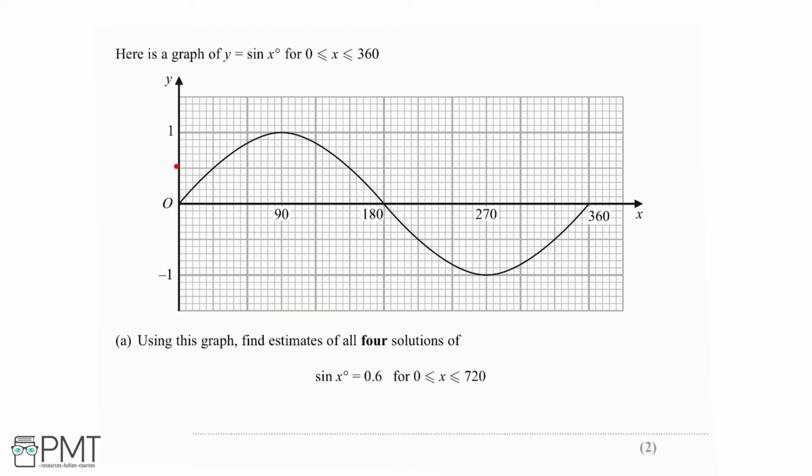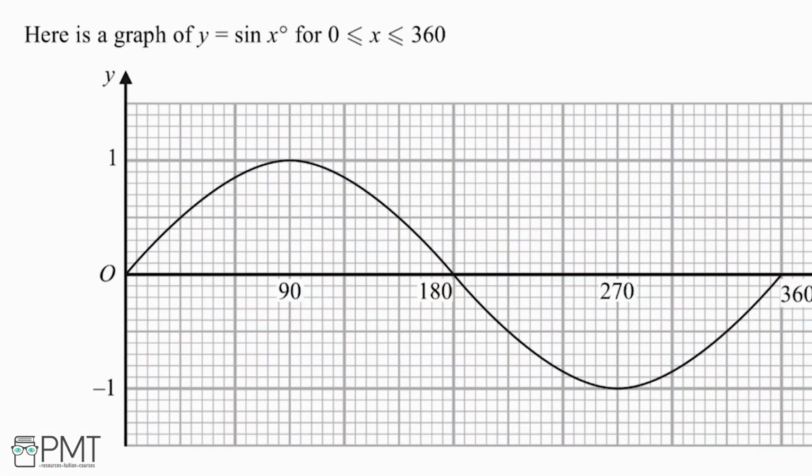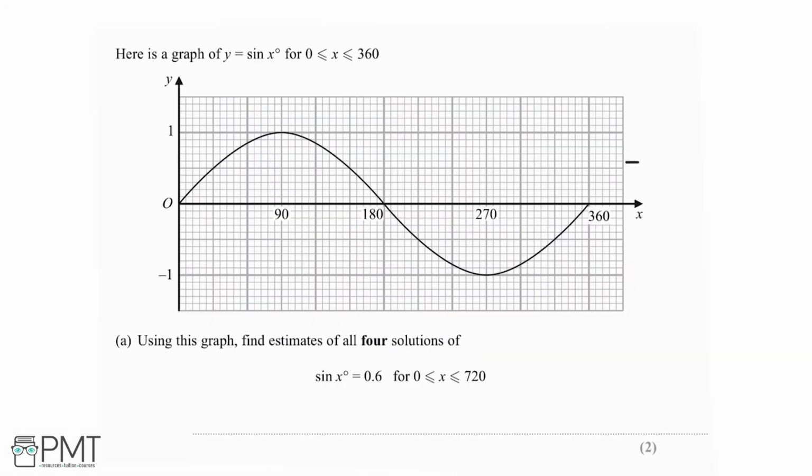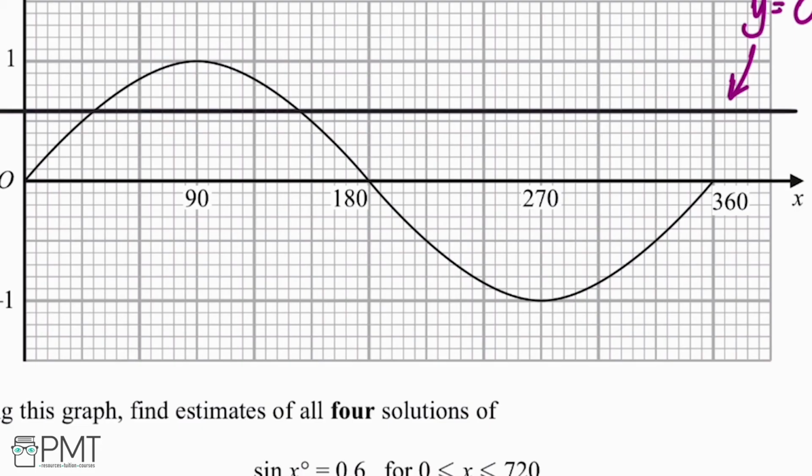So this is 0.5. And working out the scale, we can see that one little square up from that is 0.1. So this is going to be 0.6. So I'm going to draw a line there at y equals 0.6. So now we've got our line. We're going to look for the points where this line intersects the graph of sine x. So that's at this point here and this point here.